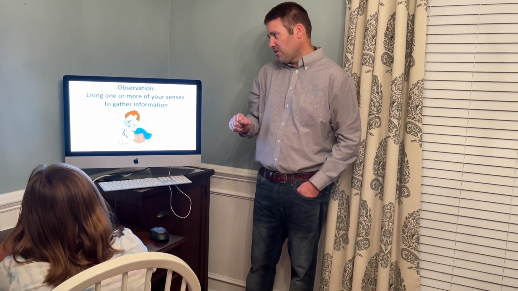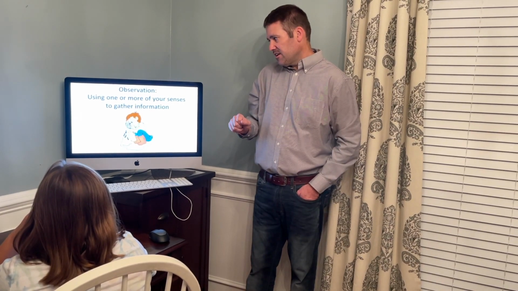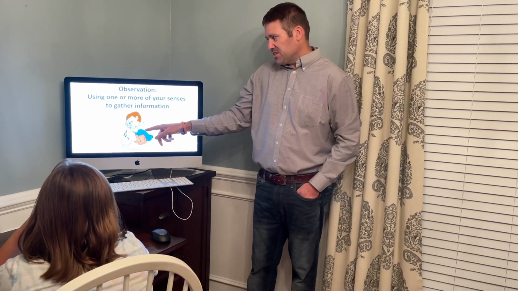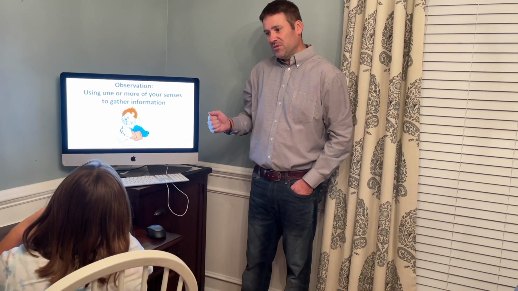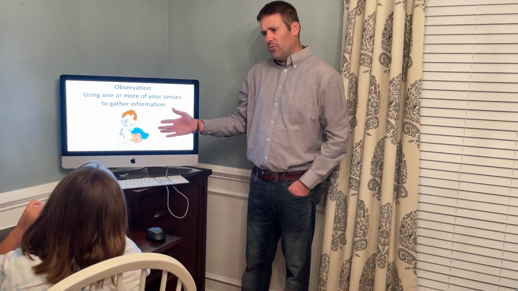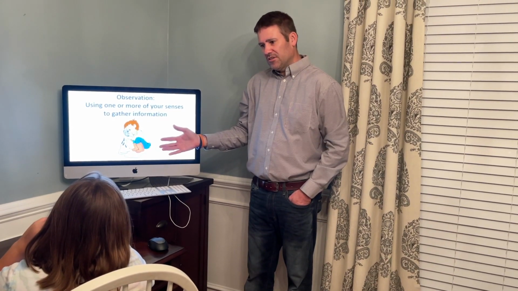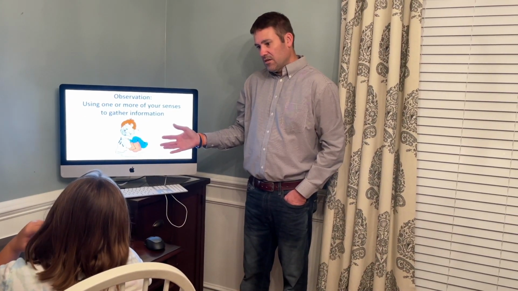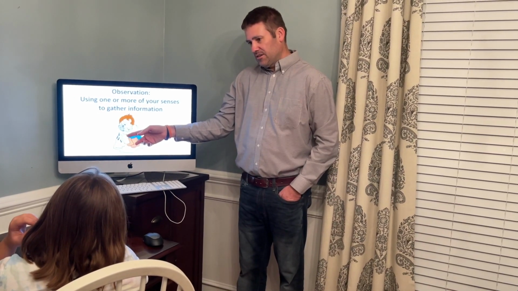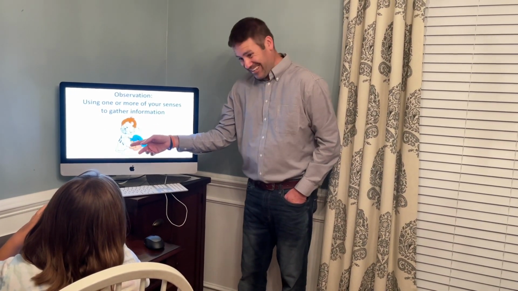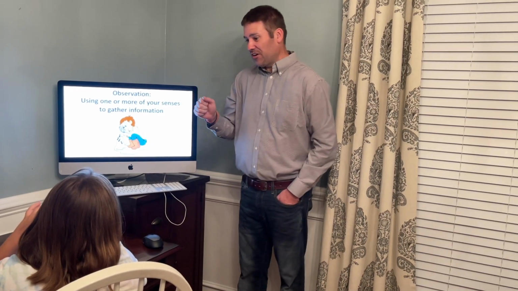Observation. Excellent. And an observation is? Using one or more of your senses to gather information. That's right. And what do you see? This kid is looking at ants. Yeah, and how is he doing that? With a magnifying glass. So what would that help him to be able to do? Find an observation about information. Yeah, and so the magnifying glass would make the ants look smaller, bigger? Bigger, so he could see them really carefully.